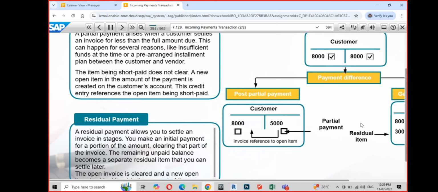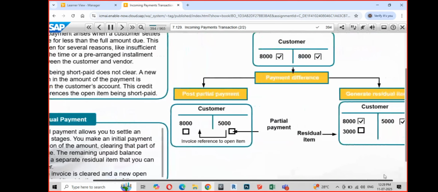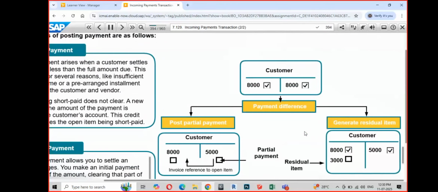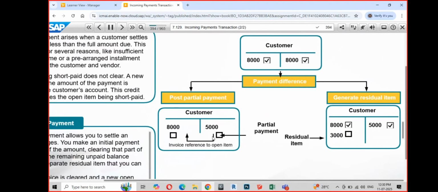In this case, let me see if there's an example. See here, both of them will be shown in the partial payment. 8,000 against an 8,000, 5,000 is received. Both your 8,000 rupees, the initial invoice, and the partial payment are reflected.